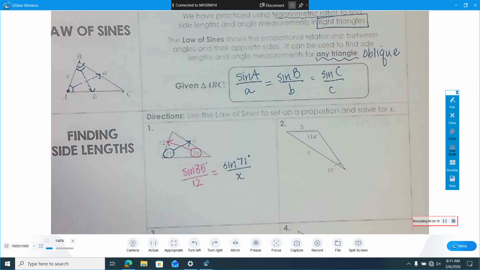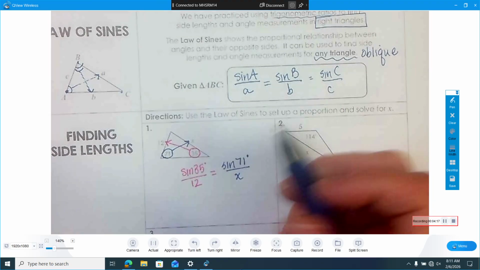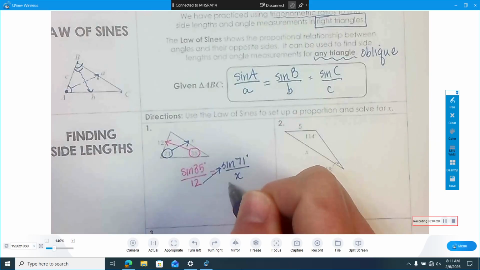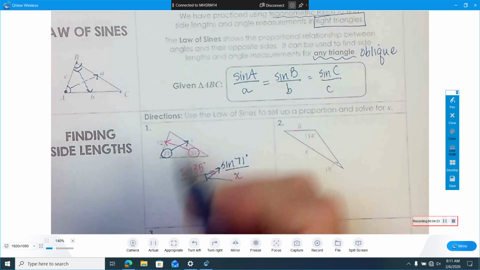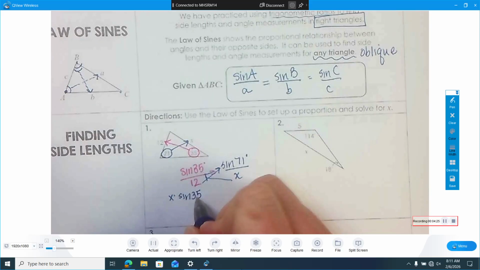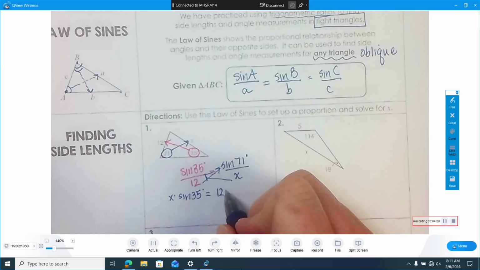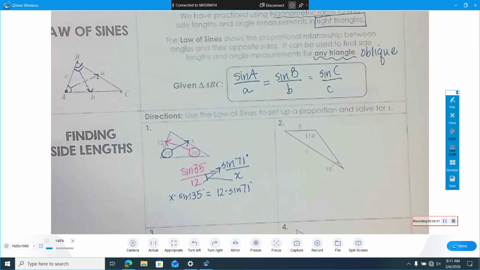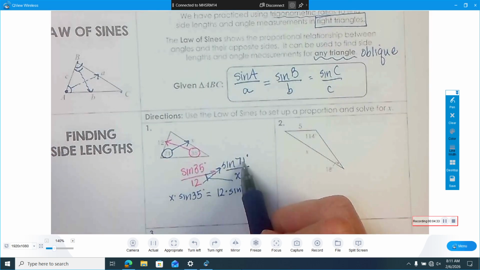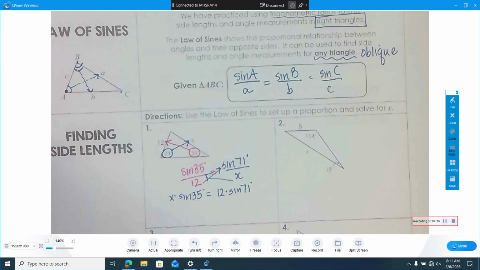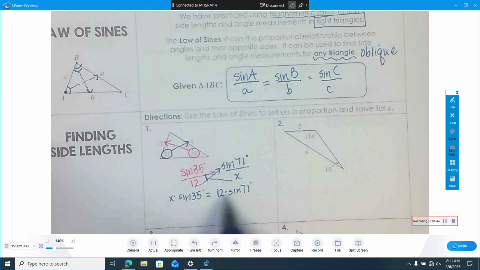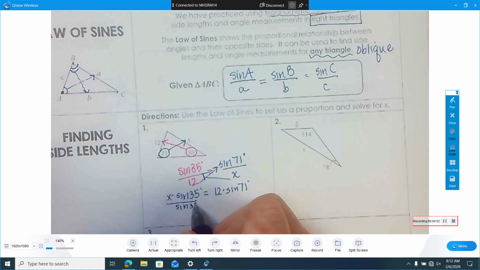All right. How do we solve for x? Yep, cross multiply. So we're going to multiply x times the sine of 35 degrees equals 12 times the sine of 71 degrees. Be very, very careful that we're not multiplying 12 times 71. 71 is trapped inside the sine, so you don't want to multiply those numbers together because there's this whole sine function surrounding the 71. So we usually just write the number in front. How do you get x by itself? Divide by the sine of 35 degrees.